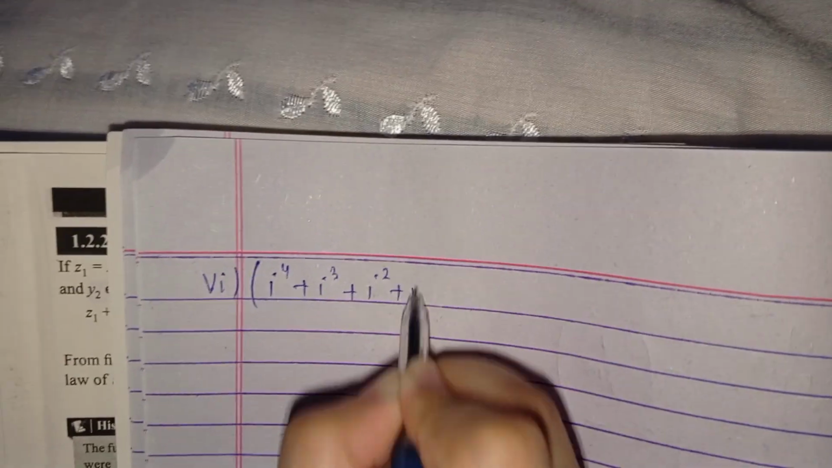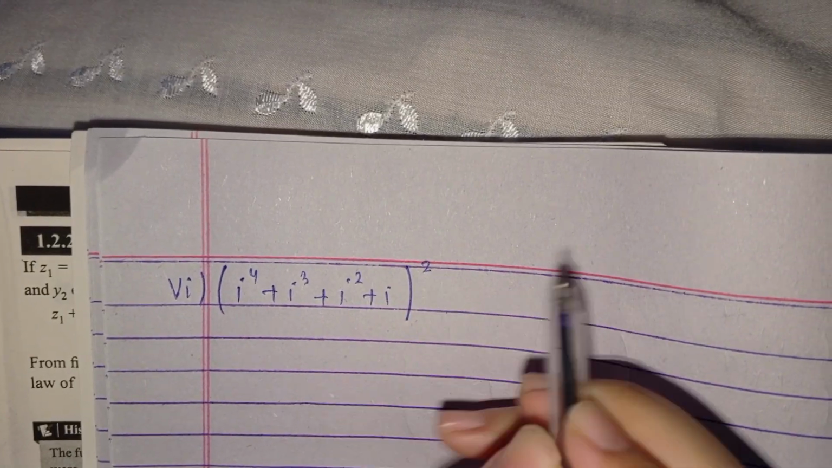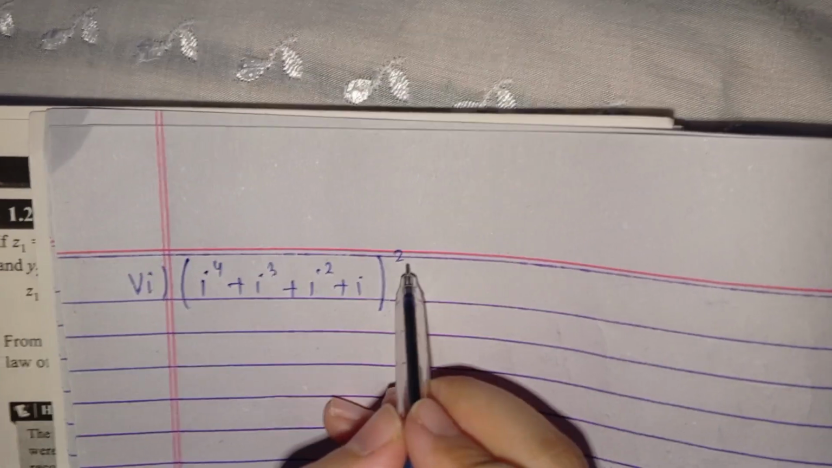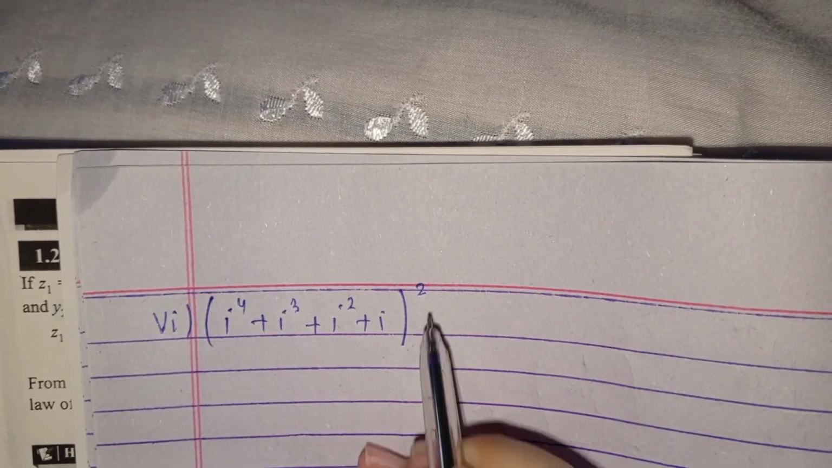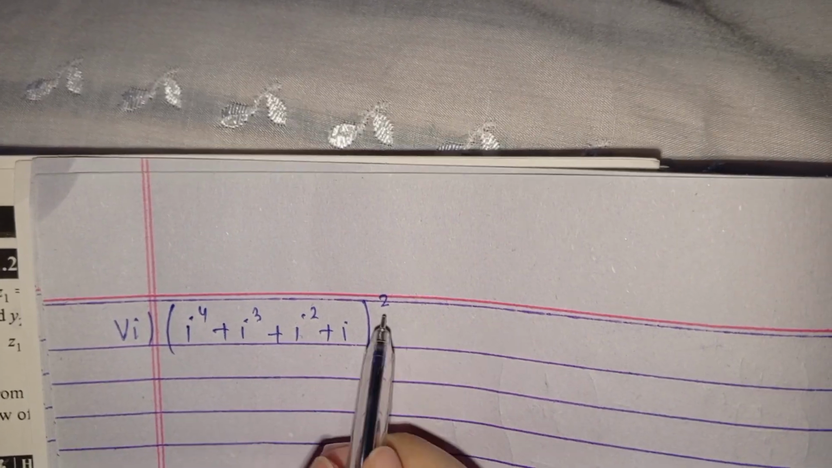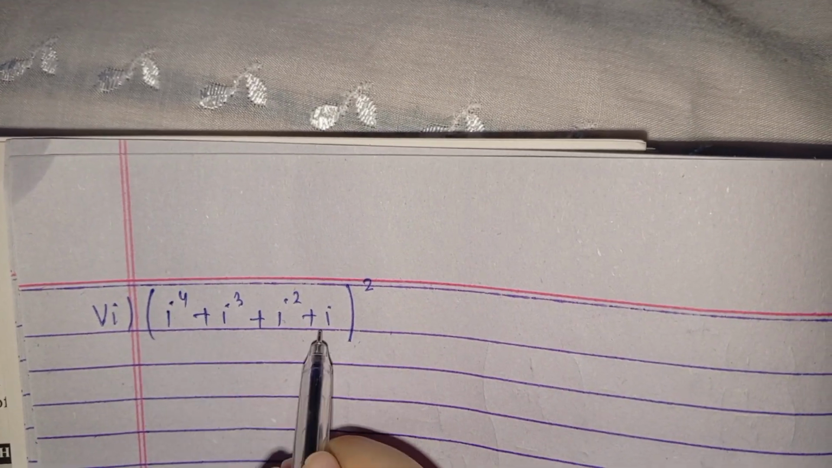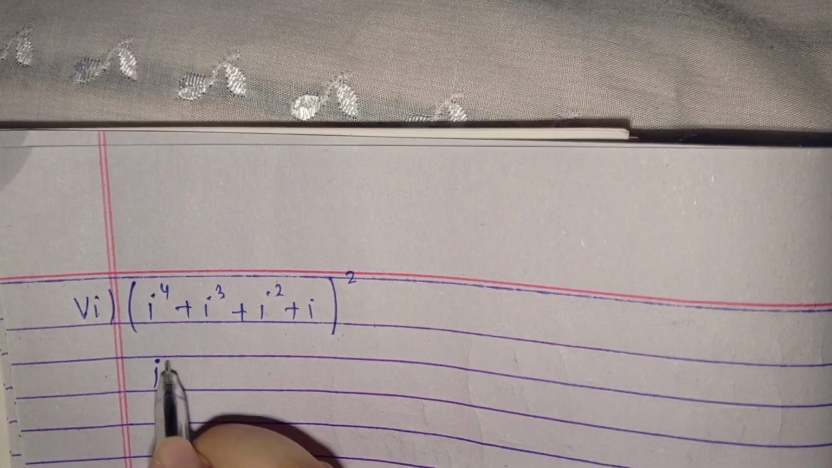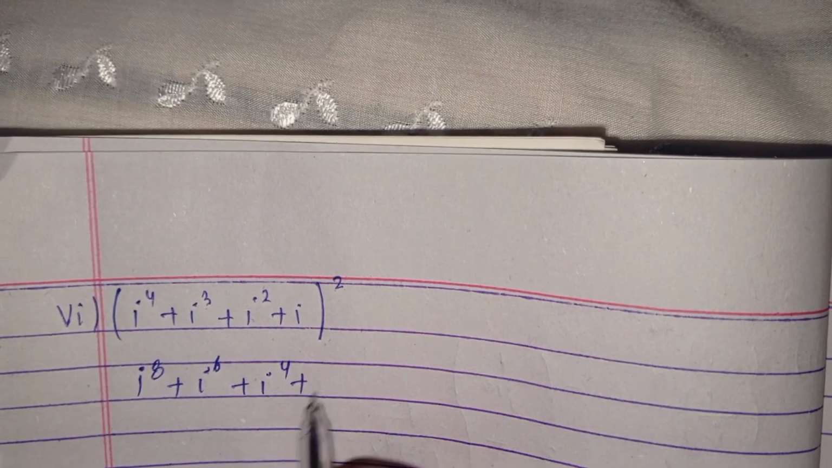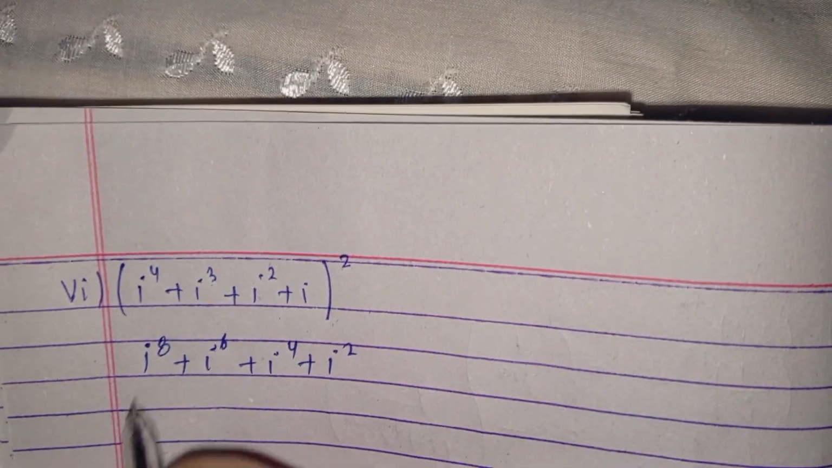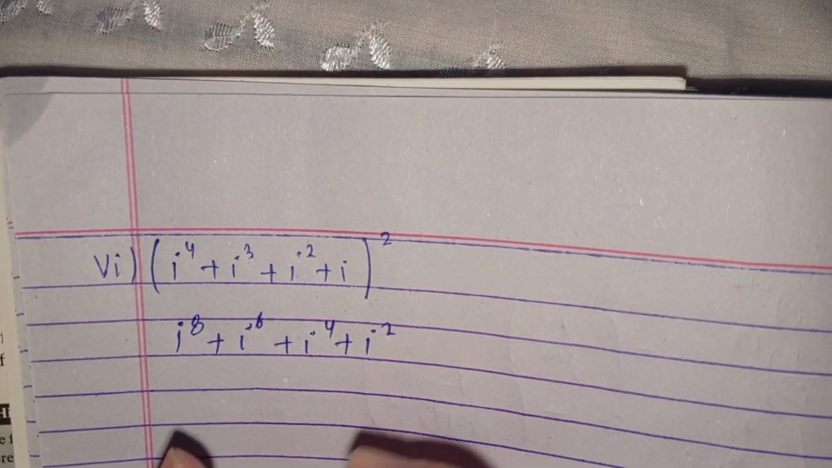Part 6, we have (i⁴ + i³ + i² + i) whole raised to power 2. Now we have two ways. Either I would multiply this power with all the powers of iota, or I'll solve the bracket first and then the power. But what I'll do, I'll multiply this power with all the powers inside, like i⁴ twos are 8, plus i³ twos are 6, plus i² 2 multiplied by 2, of course 4, plus i². Okay, now these all are multiples of 2, so it's very easy.